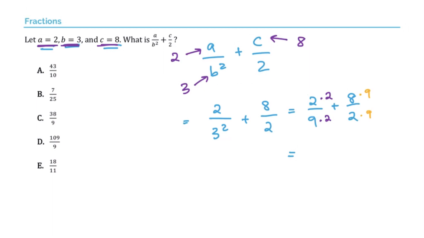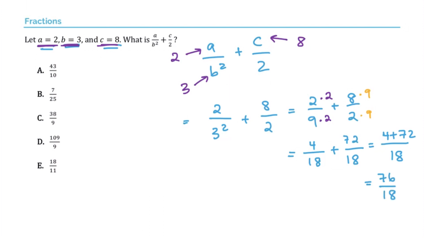So now we can simplify. We've got 2 times 2 is 4 on top. 9 times 2 is 18. That means 2 over 9 is the same thing as 4 over 18. Plus 8 times 9 is 72 over 2 times 9, which is 18. Remember, the whole reason we get a common denominator is so that it stays the same and we can combine the top. 4 plus 72 is 76. Then we have over 18.